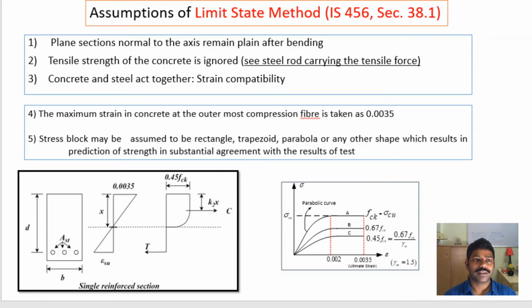The first assumption here is saying that plane sections which are normal to the neutral axis will remain plane after bending. I already explained these assumptions. See here, the first 3 assumptions are the same as what we discussed in the working state method. It will be better if you go to the working state method in the last lecture, lecture number 3, and that will be very clear for you. I already explained it very clearly there. So here it is saying that the section which was normal to the neutral axis, which was 90 degrees to the neutral axis, suppose this is the neutral axis, it was 90 degrees to the neutral axis before bending.